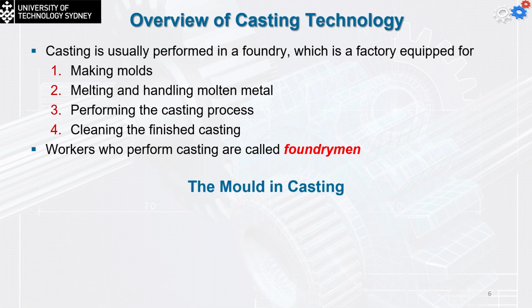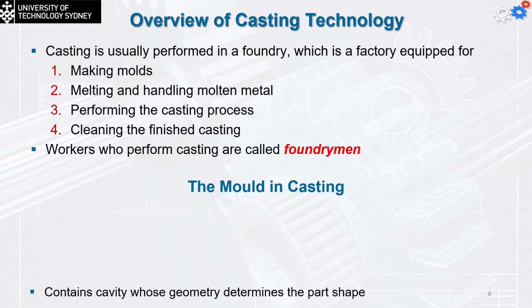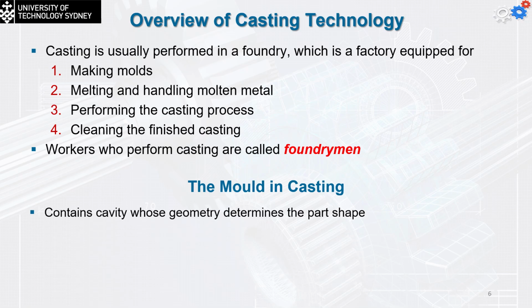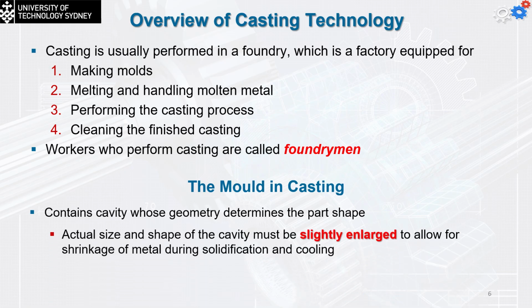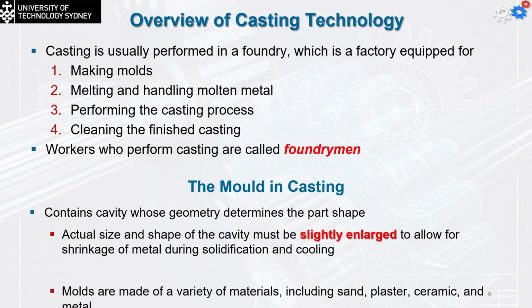Why do we need the mold in casting, and what is the purpose of the mold? First, it contains the cavity whose geometry determines the part shape. The actual size and shape of the cavity must be slightly enlarged because the part is going to shrink. So we slightly enlarge the mold cavity, so that when it cools down after solidification, it takes almost the dimensions of the part we would like to have.